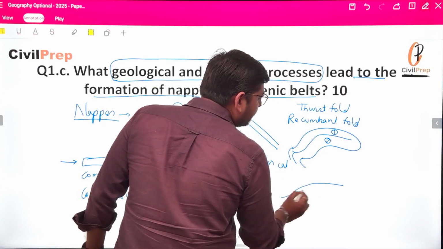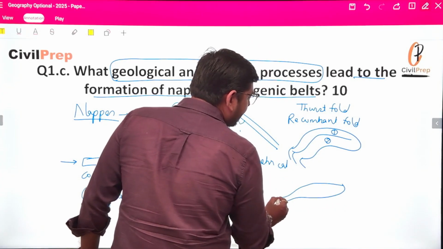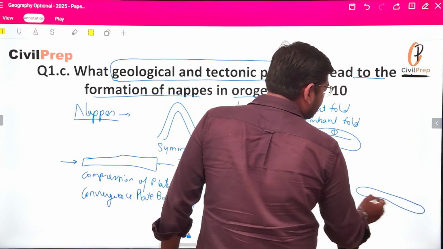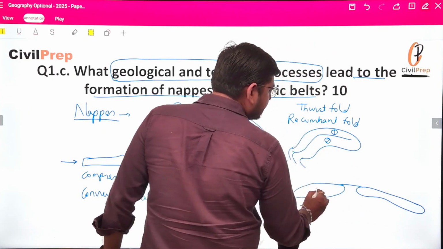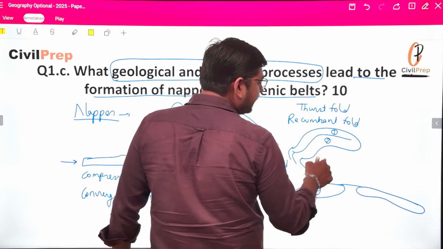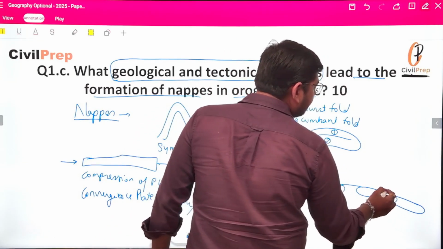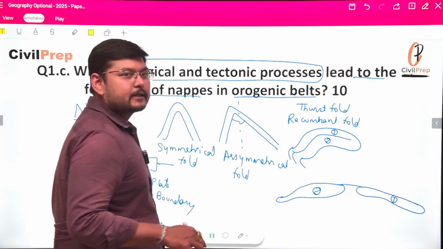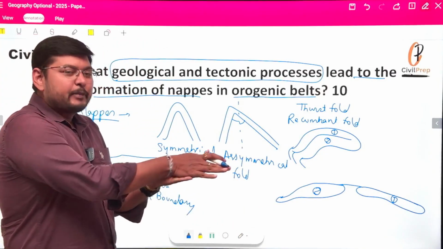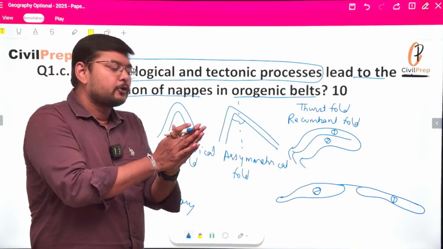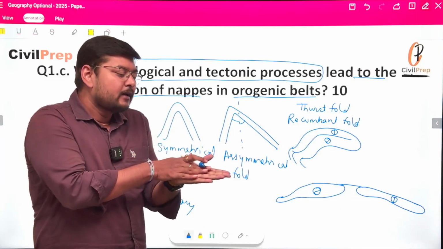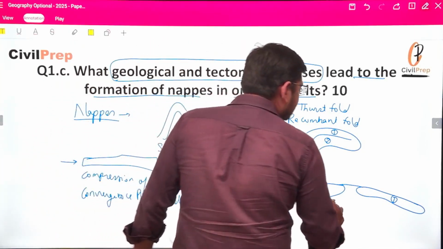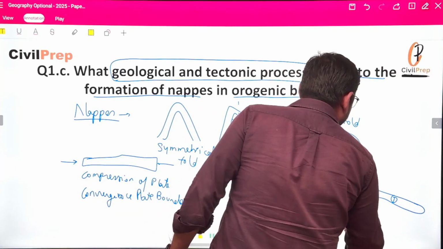So one part of the plate will be present in some region, and the other part of the plate will be present in certain other region. So this is part of plate 2, and this is part of plate 1. Such kind of fold results from the slipping of the two plates. The two plates are folded together, but now they have broken and moved apart. So this particular process is called nappes.